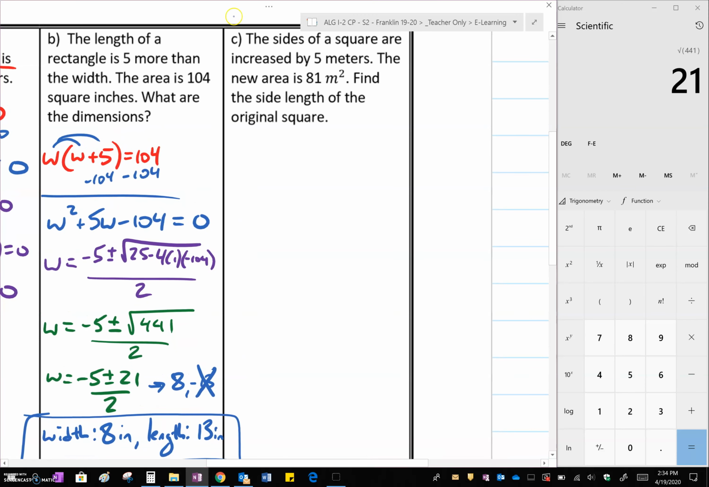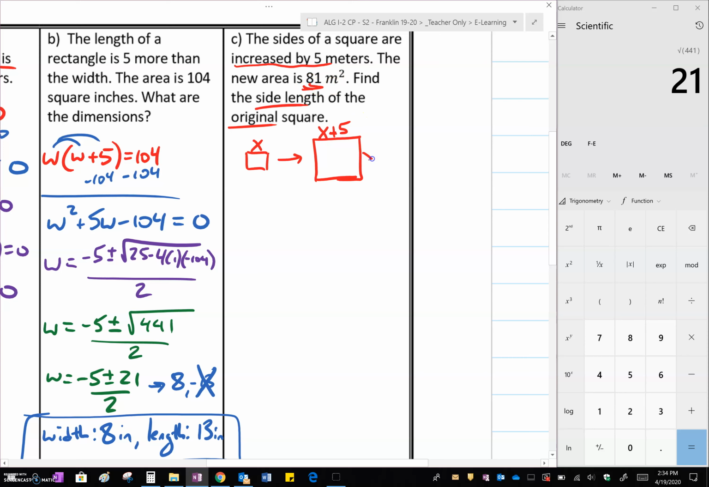Okay, the sides of a square are increased by 5 meters. The new area is 81 meters squared. Find the new side length. So we have a square, right? And it's transformed into a larger square. We want to find the original side length, which we'll call x. Our new square, the sides are increased by 5, so those are going to be x plus 5, right? And the new area is 81 meters squared.